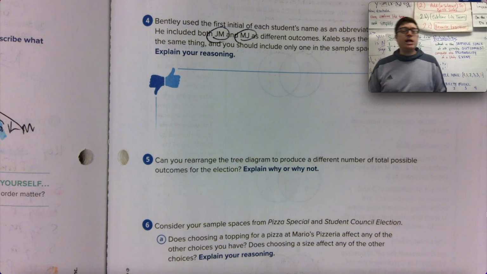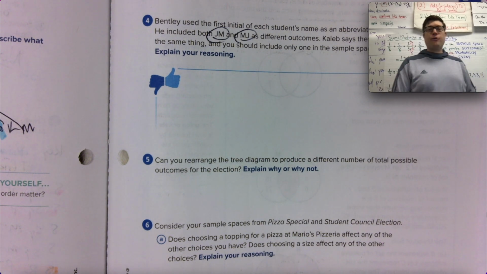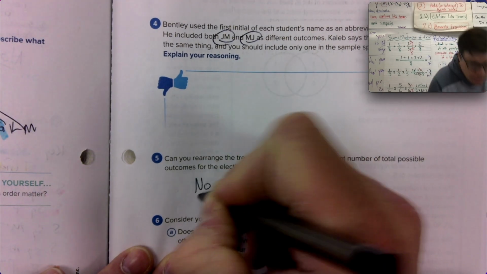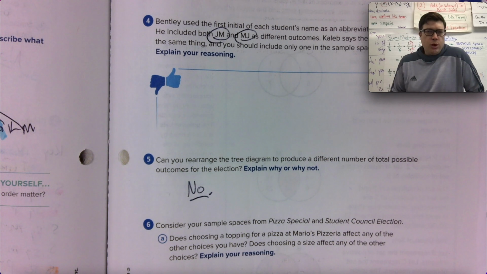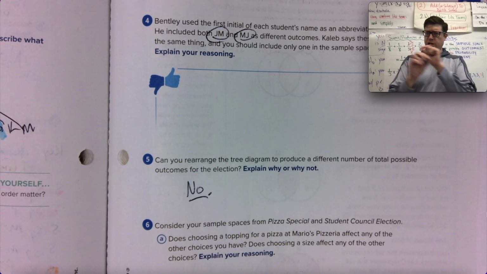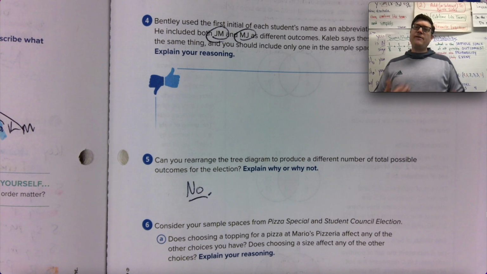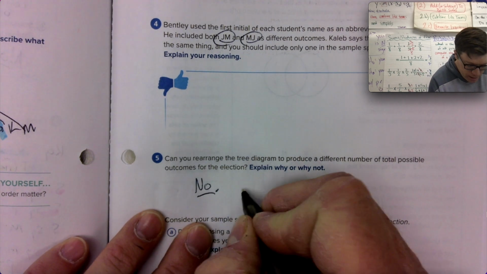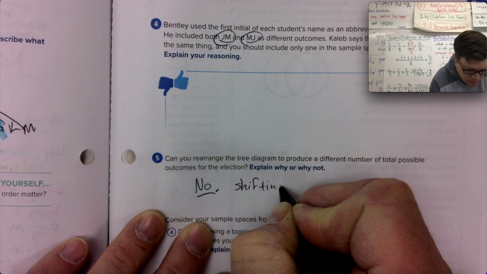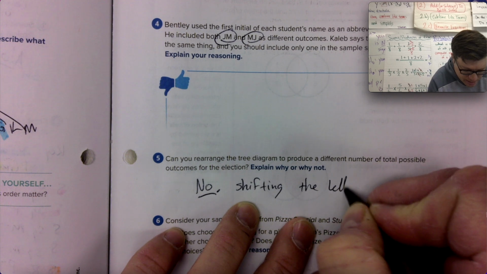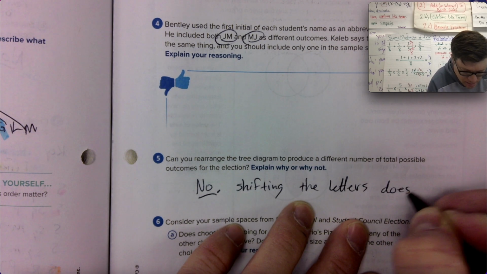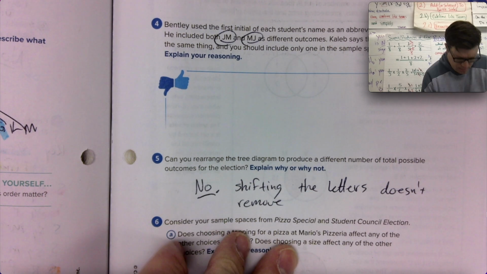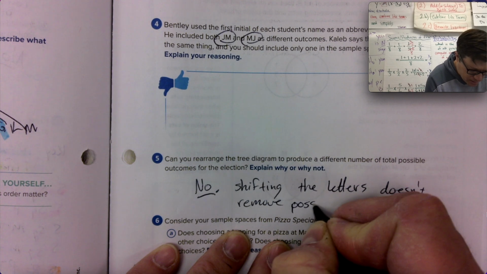Let's answer question 5. Can you rearrange the tree diagram to produce a different number of total possible outcomes for the election? No. Every scenario is there. The only rearrangement of the tree diagram would be to shift the letters around, but you still have to have 5 letters representing the 5 people who are running for election. Shifting the letters doesn't remove, what is the word? It's outcomes, possible outcomes.